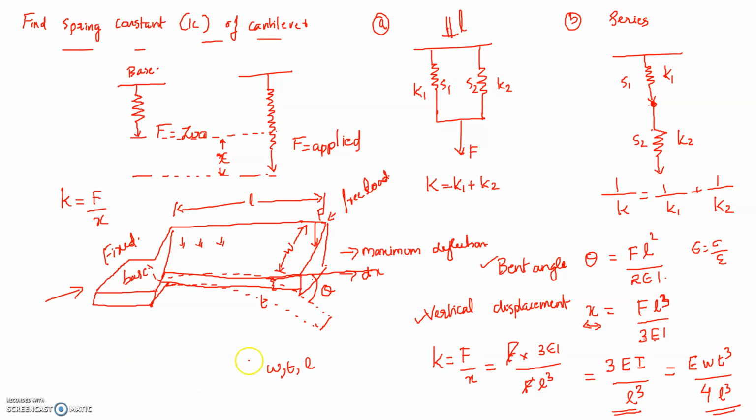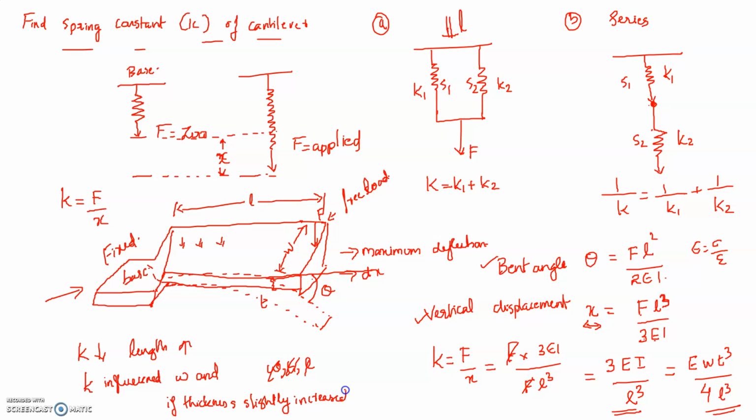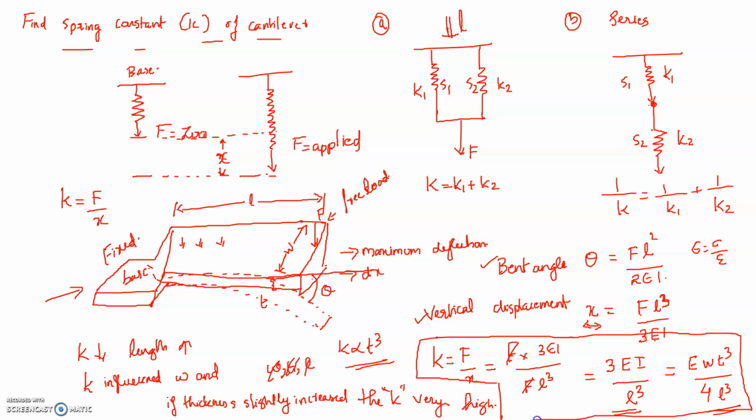So the spring constant will reduce when the length is increased. The spring constant is also influenced by the width, and if the thickness is slightly increased, then the spring constant will be very high, because the spring constant is proportional to thickness cube. So we are finding the spring constant in terms of the available dimensions, which are width, thickness and length. This is the expression for our spring constant.